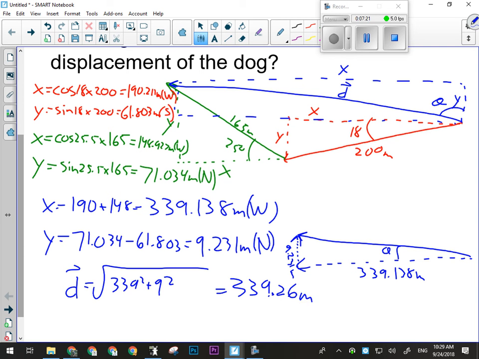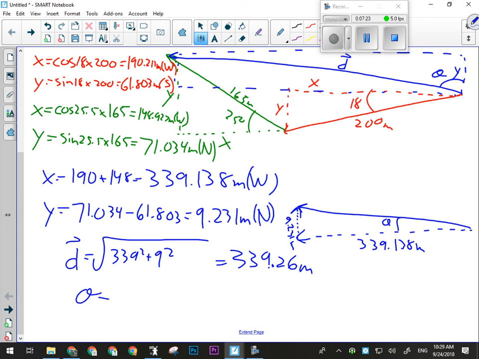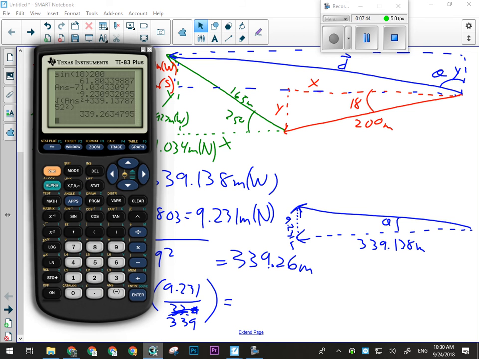0.26 meters is our overall displacement. Now I've got to find the angle. I'll use this triangle here just because I've got it close. So theta will be tan to the minus 1 of the opposite side, which is our 9.231, over our 339, and so on. So we'll get our angle here. Oh, 2309.